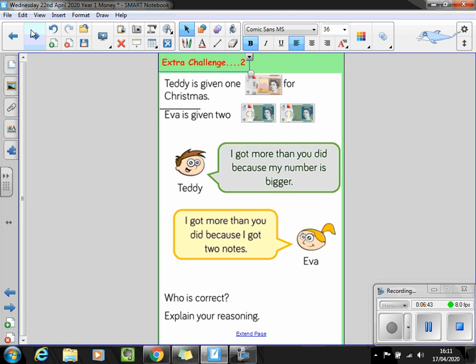Extra challenge 2. Teddy is given 1 £10 note for Christmas. Eva, his sister, is given 2 £5 notes. Teddy says, "I got more than you did because my number is bigger." Eva said, "I got more than you did because I got 2 notes." Who is correct, Teddy or Eva? How do you know? Could you explain your reasoning?